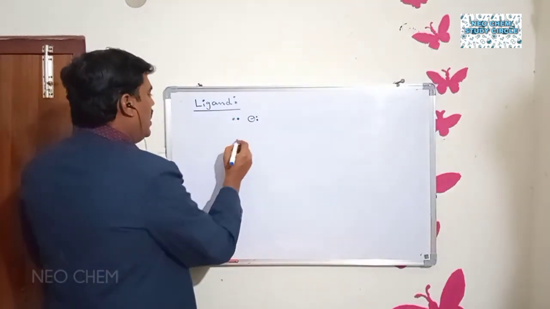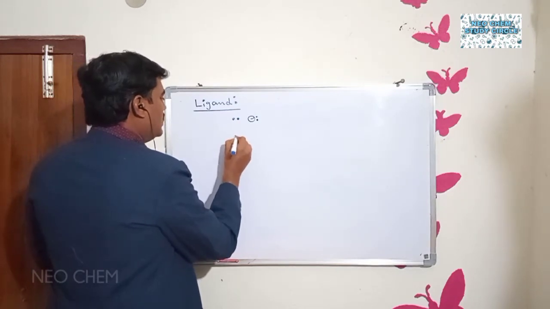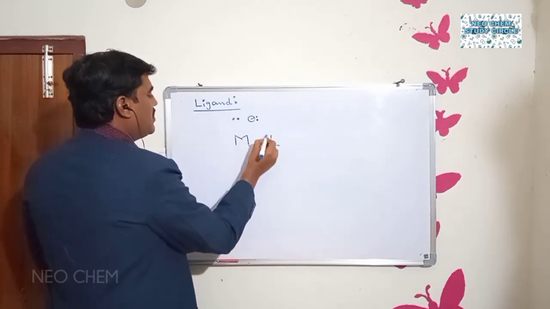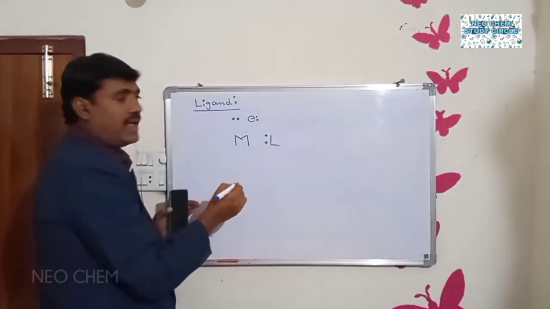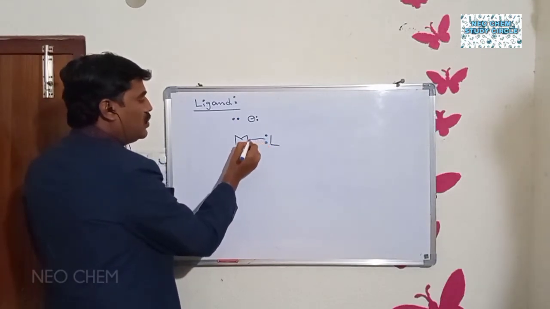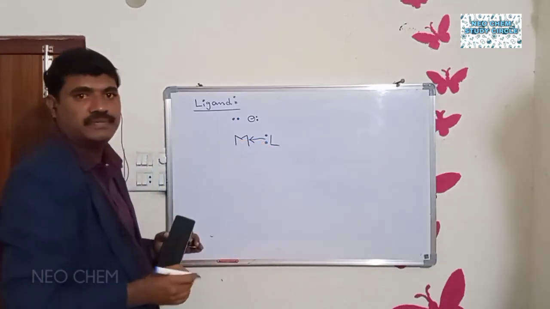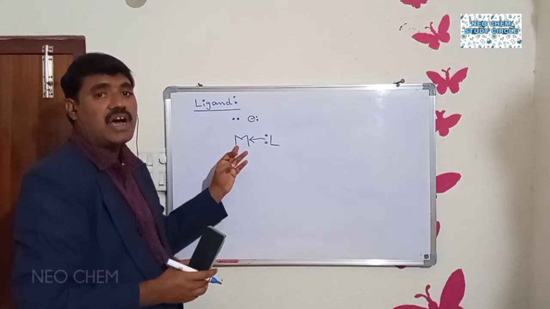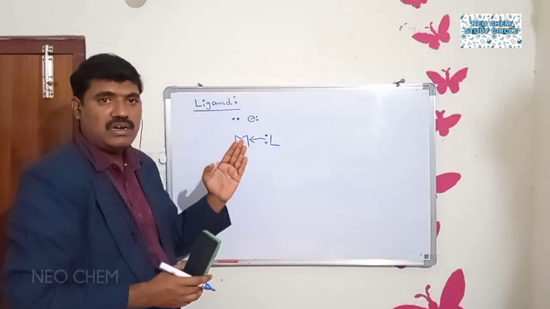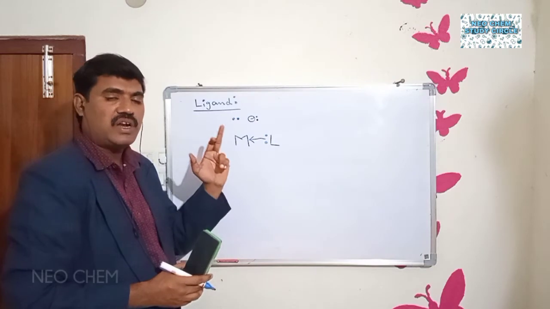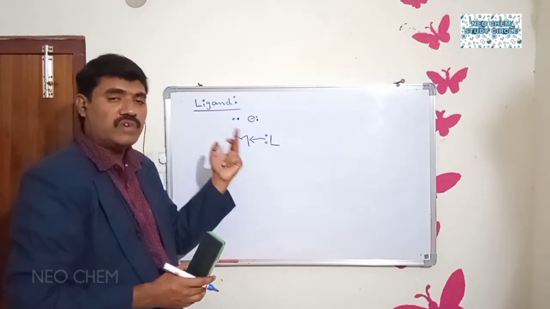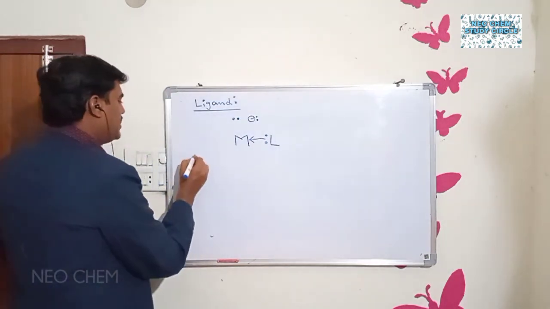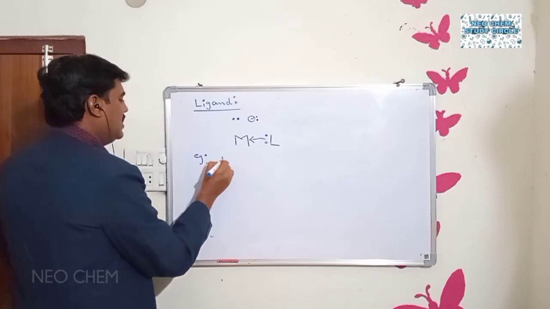So during the formation of a complex compound, this is the central metal atom, and this is the ligand. During the formation of a complex compound, what should the ligand do? The ligand should donate a lone pair of electrons to the central metal atom. Thus, electron donating species are called ligands. A ligand may donate either one lone pair or more than one lone pair of electrons to the central metal atom. Now we will write some examples for ligands.